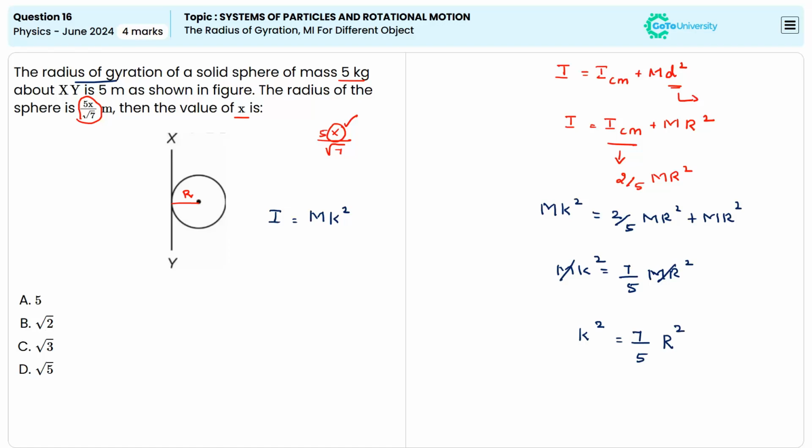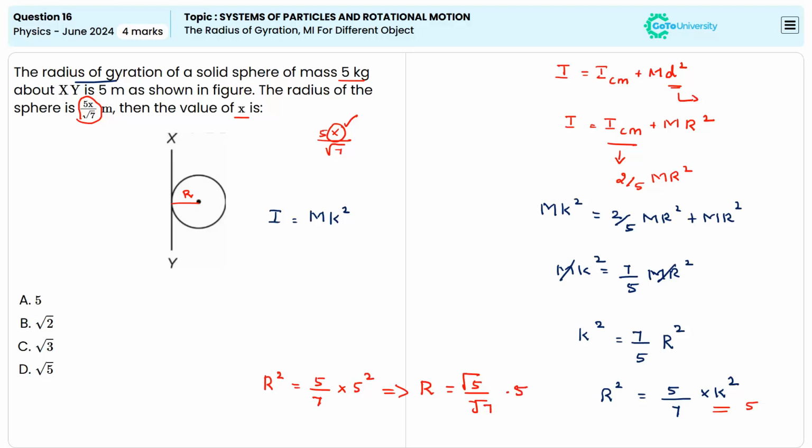Here the question is about calculating the x in the radius value, so let us keep r aside. So r square will be equal to 5 divided by 7 times k square, where k represents the radius of gyration, which is given as 5. So we can write r square is equal to 5 divided by 7 times 5 square. Here we need only the value of r, so r can be written as root 5 divided by root 7 times 5.